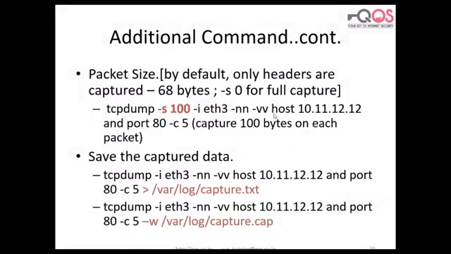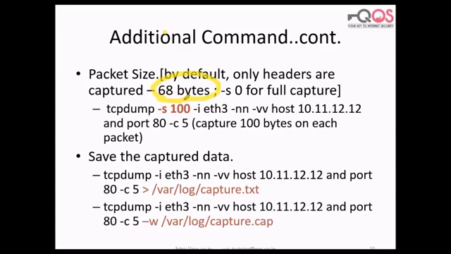Some more additional commands. By default, when you run tcpdump, this is very, very important: by default, you only get 68 bytes captured. Primarily, these 68 bytes are the header bytes, so you do not know what is inside the data portion of the packet. Okay, by default, this is a setting.